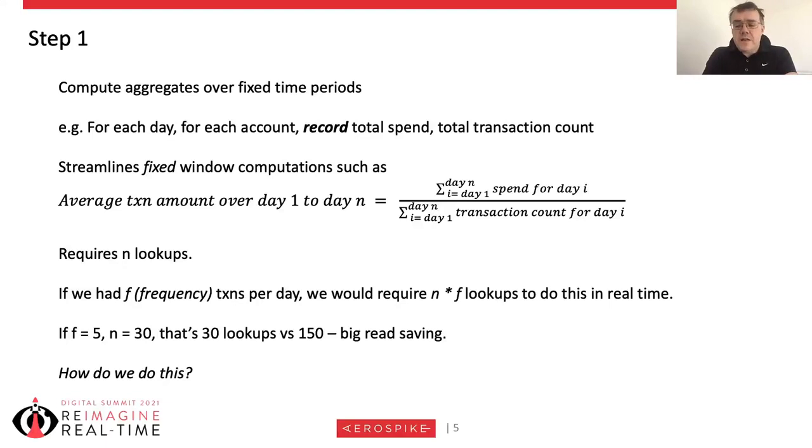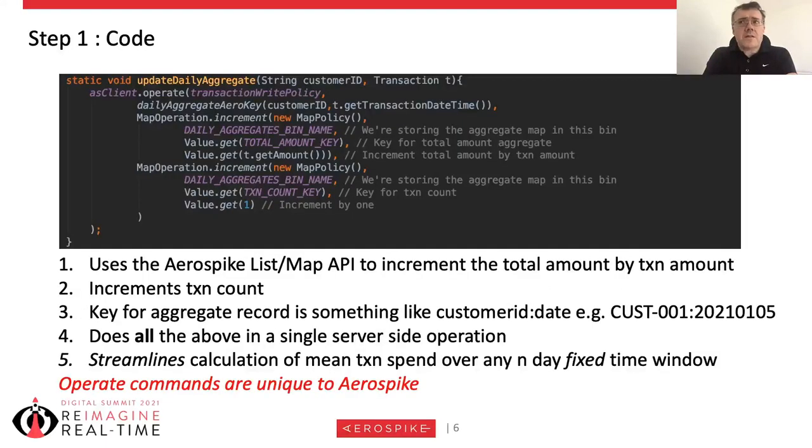Okay, so let's have a little look at how we do that in code, and specifically making use of the tooling that the List and Map API gives us. So what we'll be doing when a transaction comes in, we'll be updating our aggregates in real time, which is kind of nice. Note that we're not doing this using a complicated batch-oriented routine.